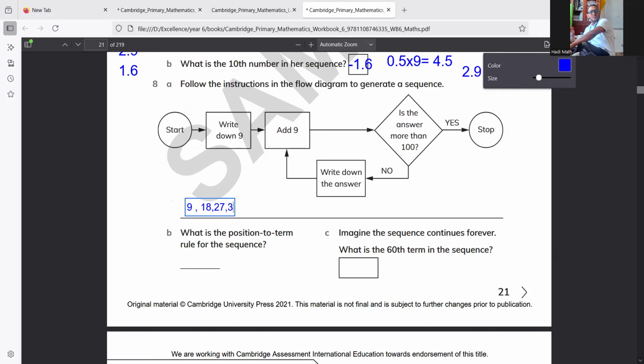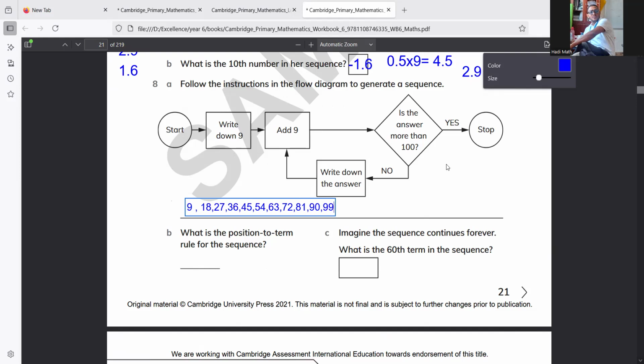Okay, then you go 36. You go to 45. You go to 54. You go to 63. You go to 72. You go to 81. You keep going to 90. You keep going to 99. When you add 9 to 99, it will be 108. Is 108 more than 100? You say yes, then you stop.